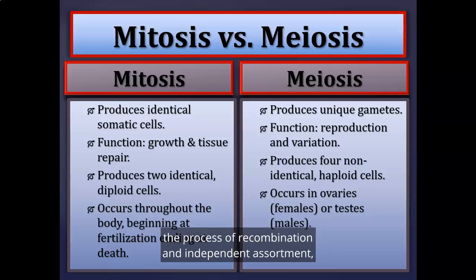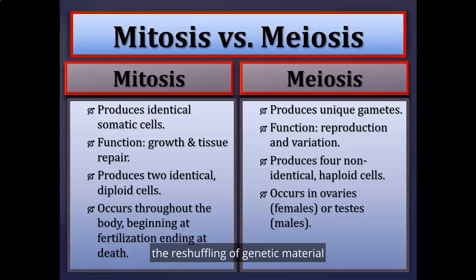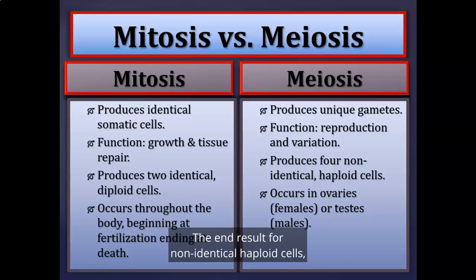The process of recombination and independent assortment, the reshuffling of genetic material, will produce genetically unique gametes. So the function, why we care, it's obviously necessary for reproduction and genetic variation. The end result, 4 non-identical haploid cells. So remember, if it's haploid, it means half. So half of 46 is 23. Every sperm cell, every egg cell contains 23 chromosomes.